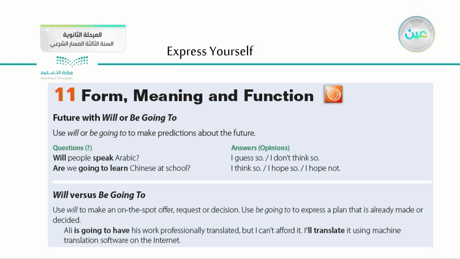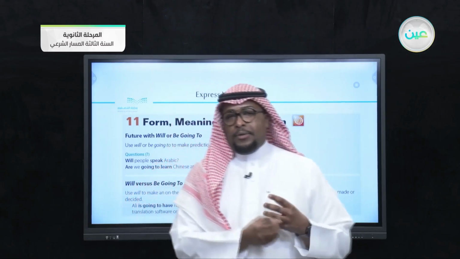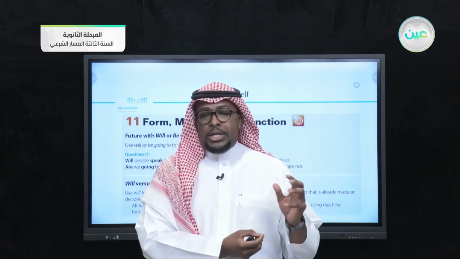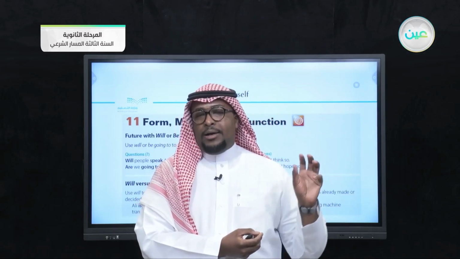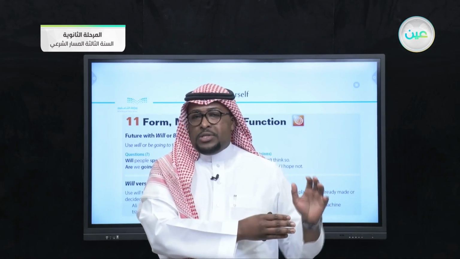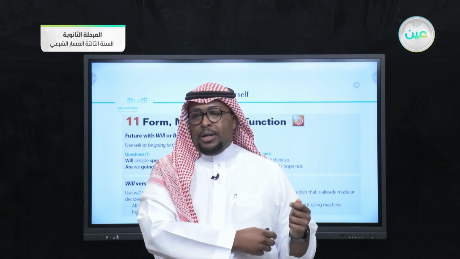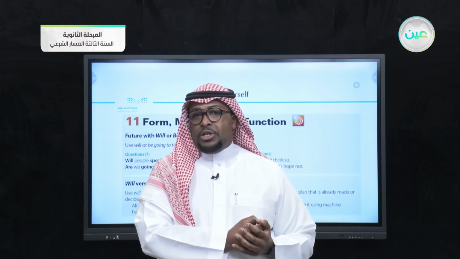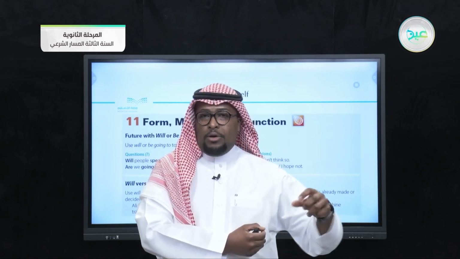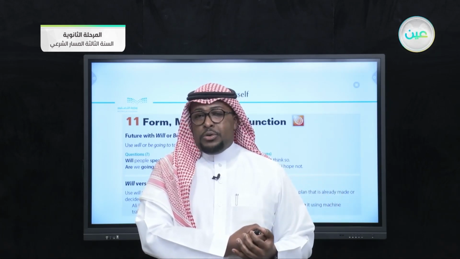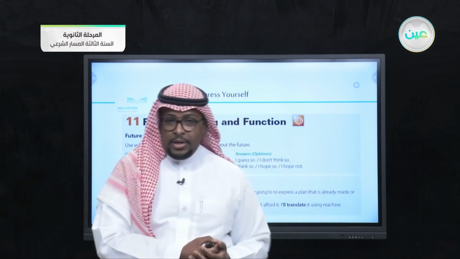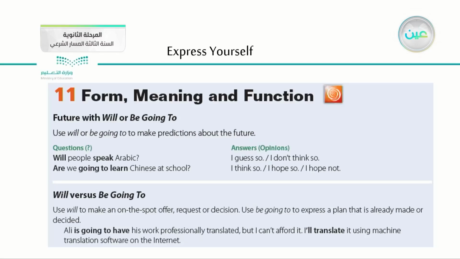We use will to make an on-the-spot request or decision. Use be going to express a plan that is already made or decided. So we can also use future will and be going to to plan for something. Imagine that you are in the last stage of your studying, and of course you are planning to do something. For example, I will study English in the university. Someone else said, I plan, or I will, for example, plan to study aviation in the United States of America, and so on. So this is very important.